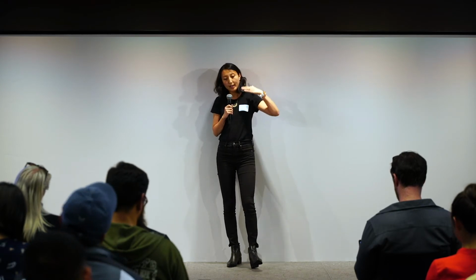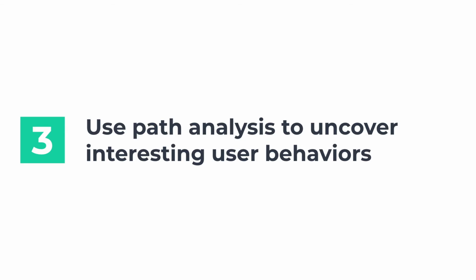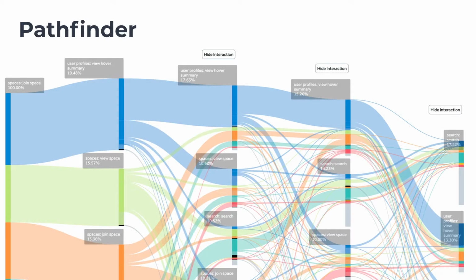But funnels don't give you the next level of granularity of really understanding exactly how people are converting through your product. And that's a natural segue for the next point, which is you can use some sort of path analysis to discover very interesting user behavior patterns. In Amplitude, you have this tool called Pathfinder, and you can also find it in some other tools as well, which shows you the top paths that users take from a selected starting point.